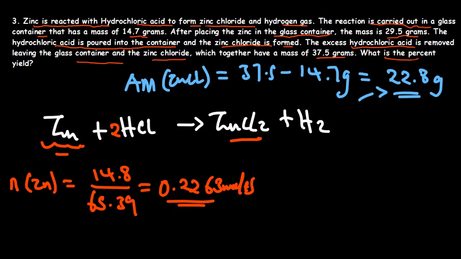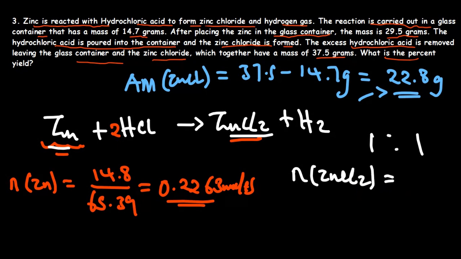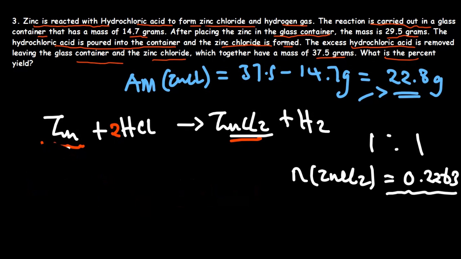Okay, so we see that the molar ratio there, from the zinc to the zinc chloride, is just 1 to 1. Okay, so it means the moles of zinc are equal to the moles of zinc chloride. So we are going to say moles of zinc chloride are just the same as the moles of zinc. So we are going to write 0.2263 here. Okay, so now that we have the moles of zinc chloride, we can use the formula for finding the mass. So how are we going to find the mass, which will be our theoretical yield? We are going to say mass is equal to moles multiplied by the molar mass. So moles we have, that is 0.2263.